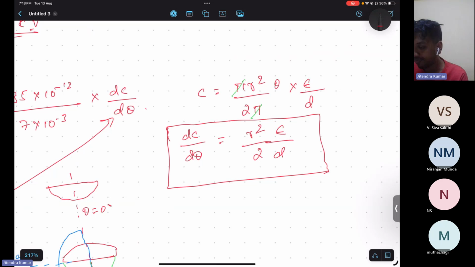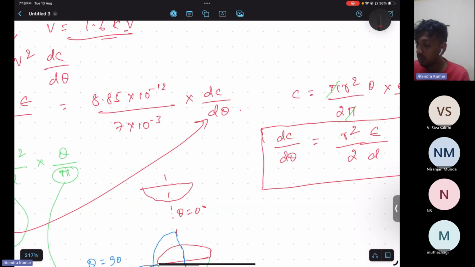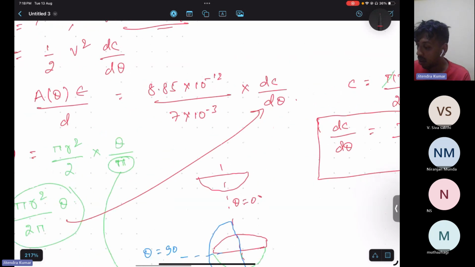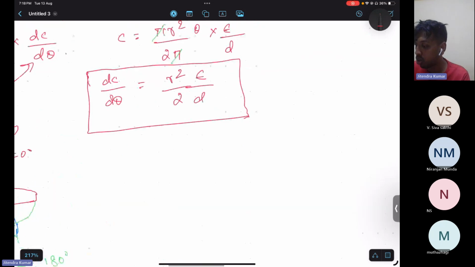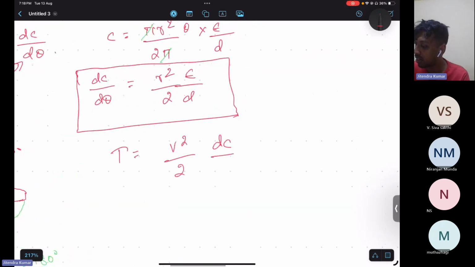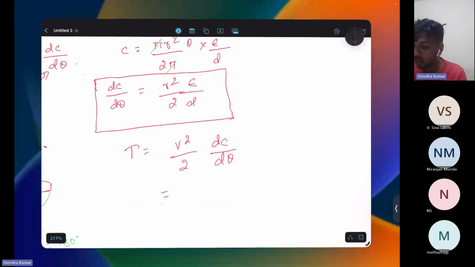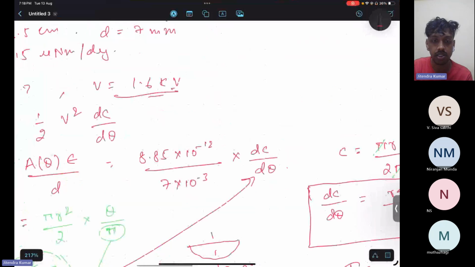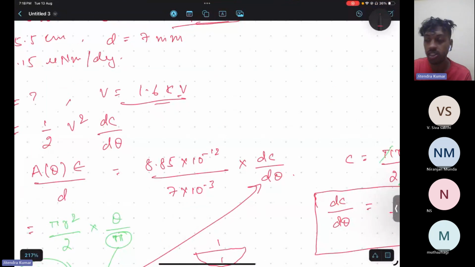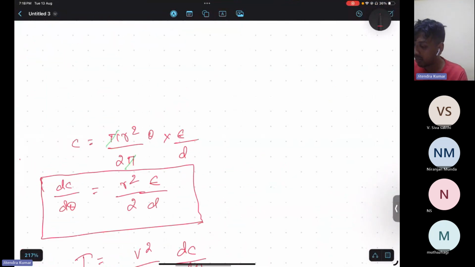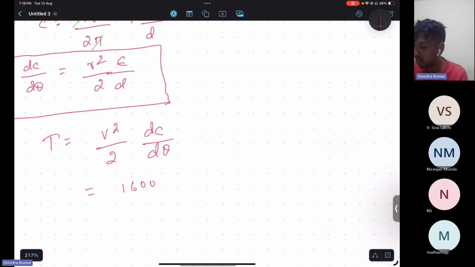So now the value of torque: V square by 2 dc by d theta. V is mentioned in the problem. How much? V is 1.6 kV, isn't it? It means 1600 square by 2. dc by d theta is r square by 2, r square epsilon by 2d.